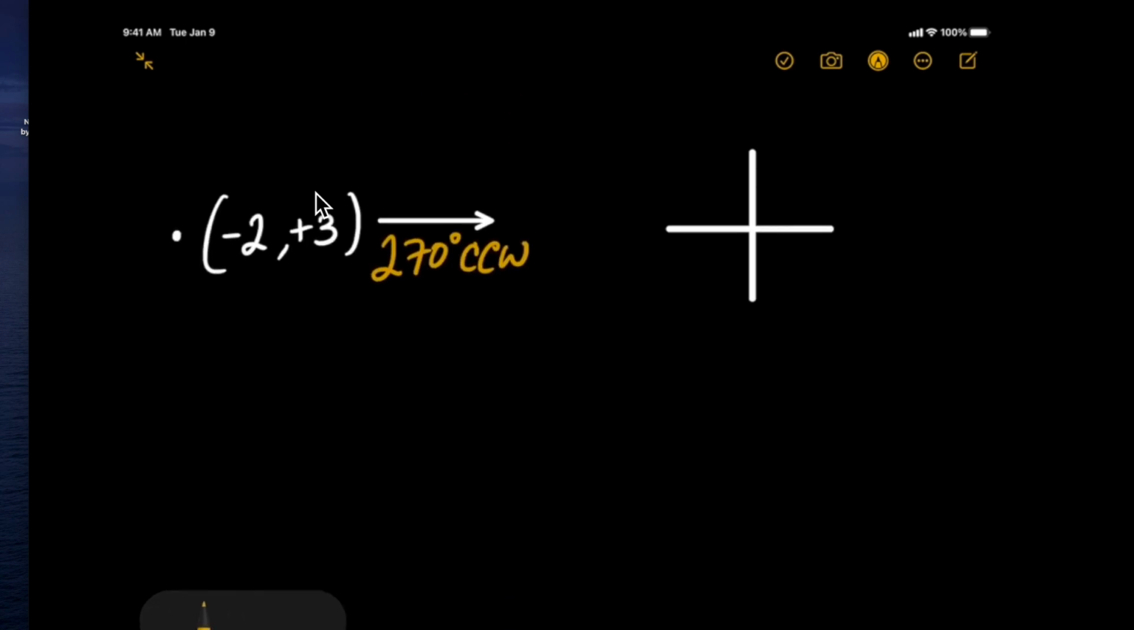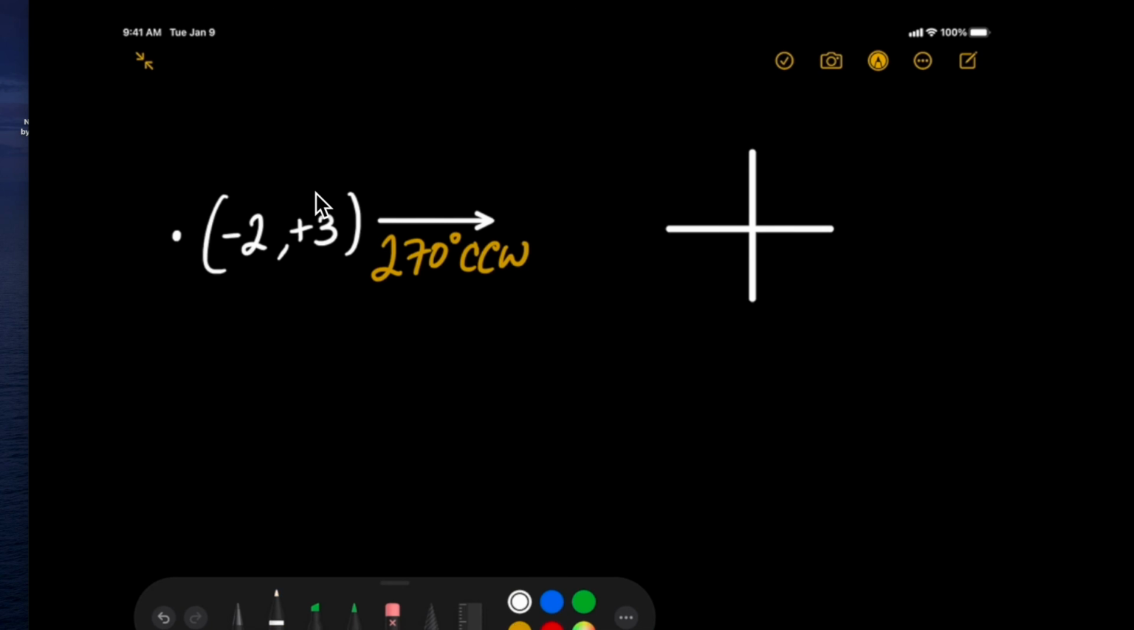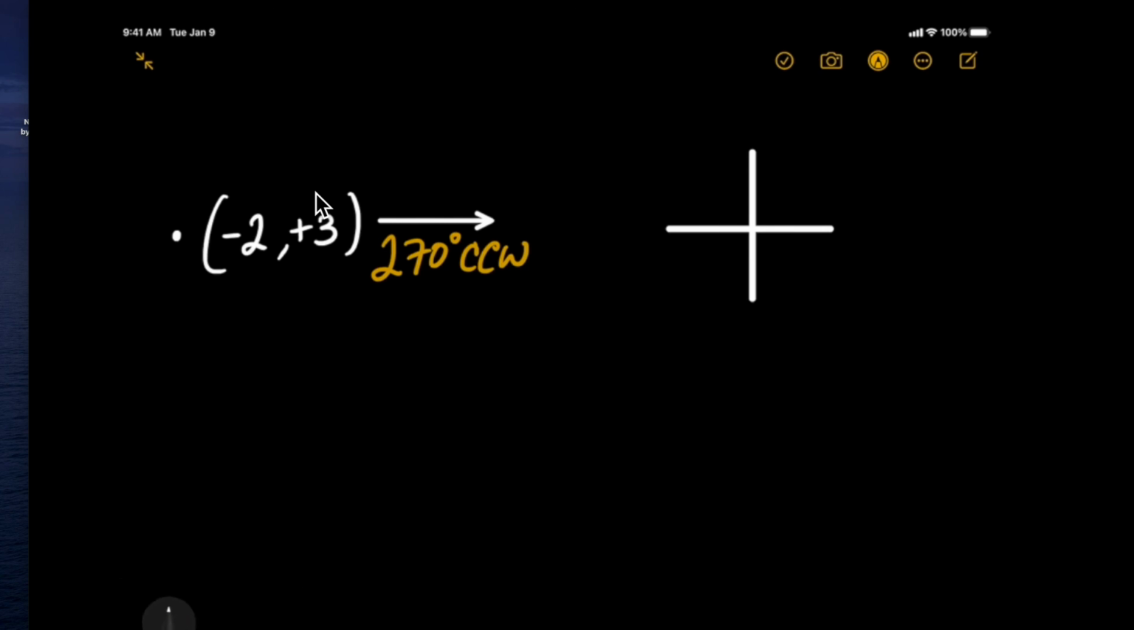Here we have a 270-degree counterclockwise rotation. Let's plot our point. We are at negative 2, positive 3, puts us in quadrant 2. A 270-degree counterclockwise rotation would be in this direction, but instead we are going to do a 90-degree rotation clockwise. That puts us in quadrant 1.